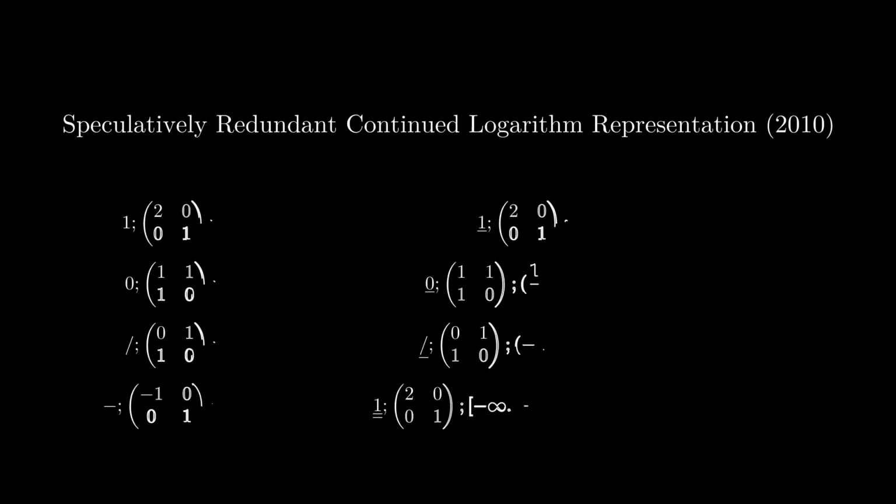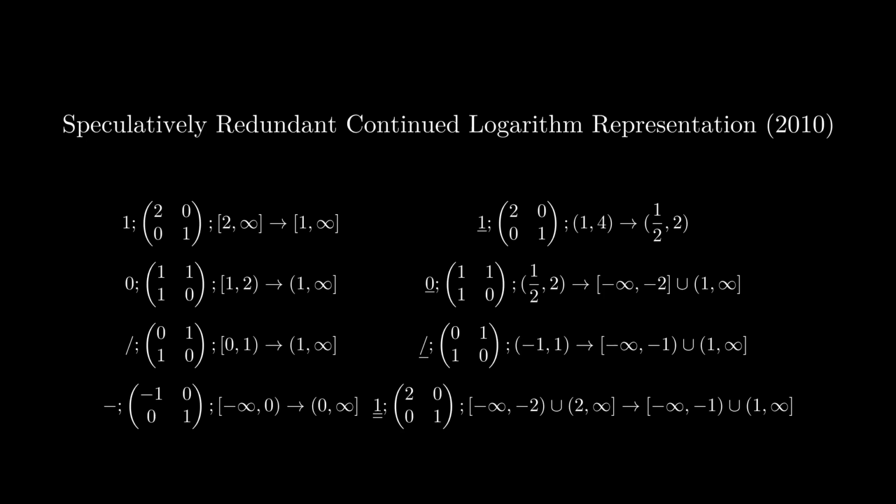Thomas Brabeck proposes, in speculatively redundant continued logarithm representation, a set of 8 terms to comprise a continued logarithm, the matrix transformations they correspond to, the range of values where they can be applied, and what they transform values into. Only 3 bits to specify a term. Not bad. 4 of these terms are non-speculative, meaning we know the terms will not be retracted. These 4, 1, 0, reciprocate, and negate, we've already covered.